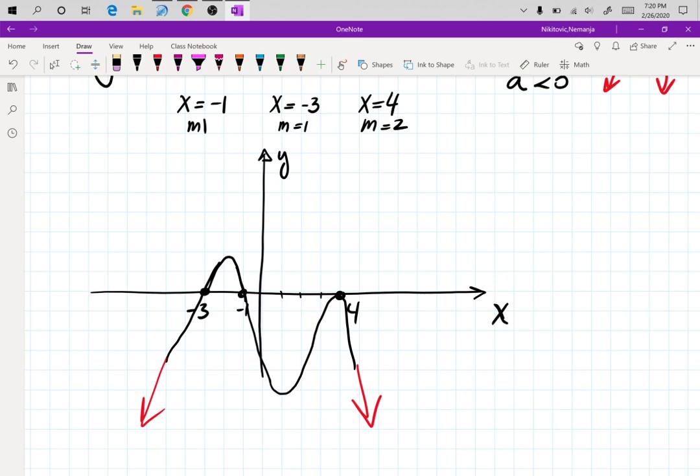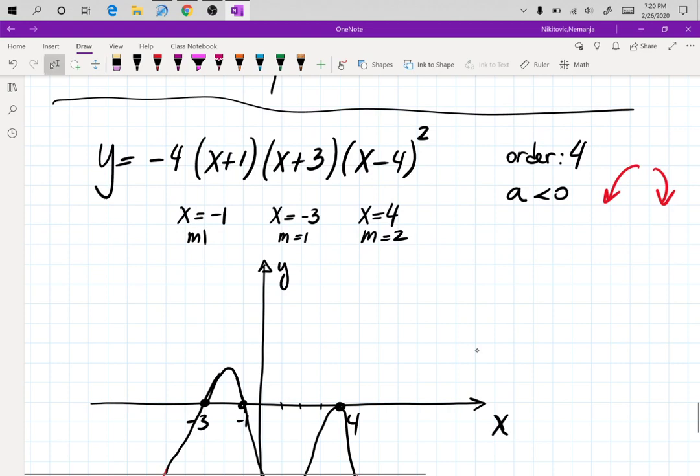Yes? Wait, so how do you know which multiplicity it is for the roots? Look at the powers on each of my parentheses. For -1, the exponent is first order, first power, multiplicity 1. First power, multiplicity 1. Second power, multiplicity 2.